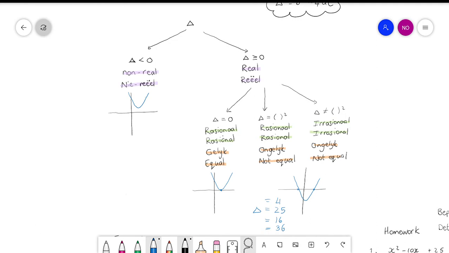And if you get any other number, so let's say it's equal to 14. We don't know what the square root of 14 is. So then you write down it is irrational and it is not equal.